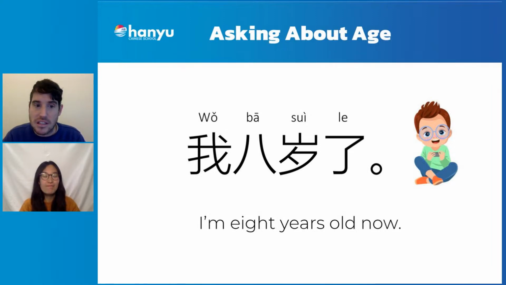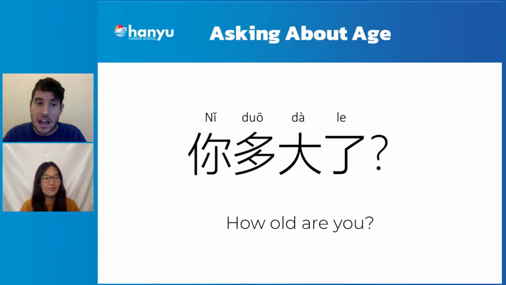The problem is that, as we saw, 几 is for numbers lower than 10. And this way of asking 你几岁了 sounds more like you're talking to a young person. How do we ask how old are you to adults? Melanie, how do we say this? We can say it this way: 你多大了? How old are you?